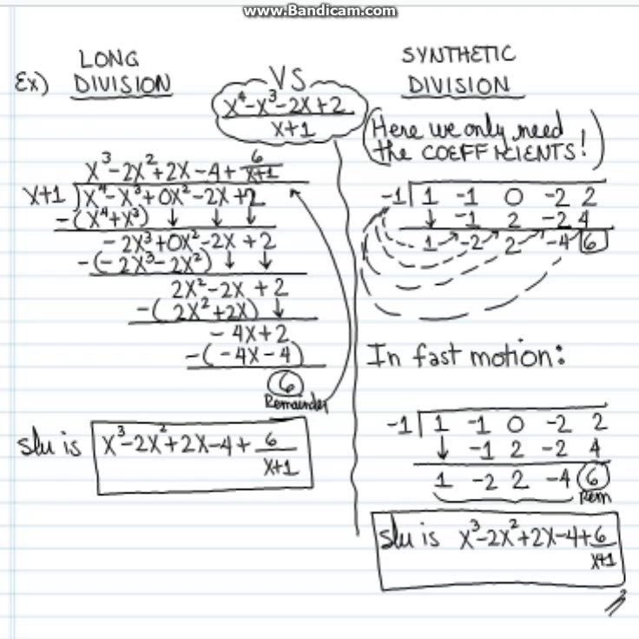We get exactly the same answer, but in fast motion, when we get used to this process, it's super fast and it takes such a little amount of space. The only problem is you can only use synthetic division when you're dividing a polynomial by a polynomial of the form x minus c, x to the 1st power minus c.